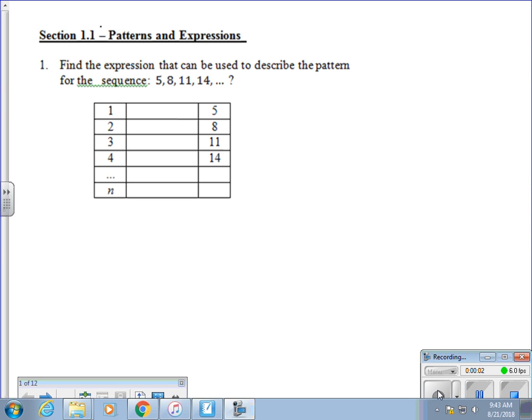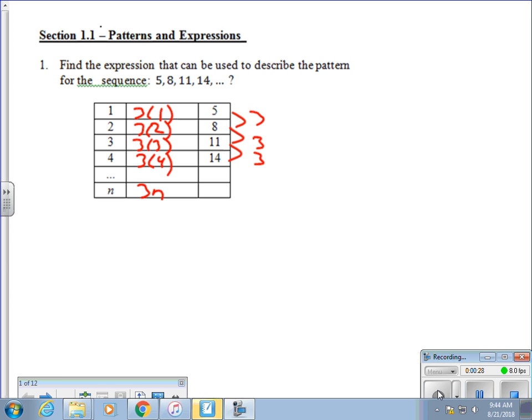And we're recording. So find the expression used to describe the pattern for the sequence 5, 8, 11, 14. The first thing you do is, what are my differences? 5 to 8, 8 to 11, 11 to 14. I go up by 3 each time. So it's 3 times n: 3 times 1, 3 times 2, 3 times 3, 3 times 4.